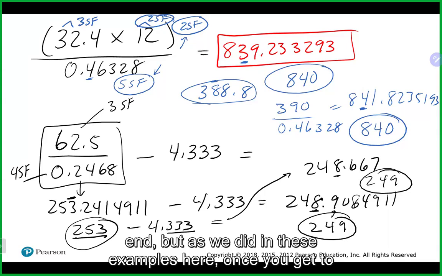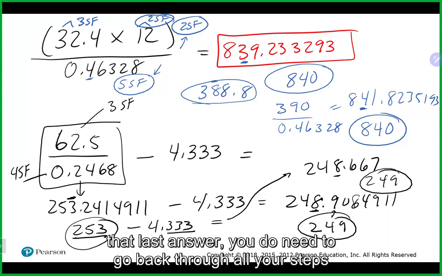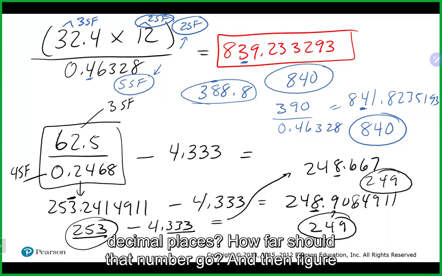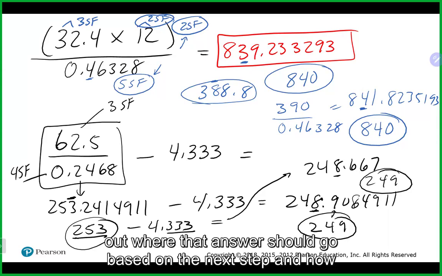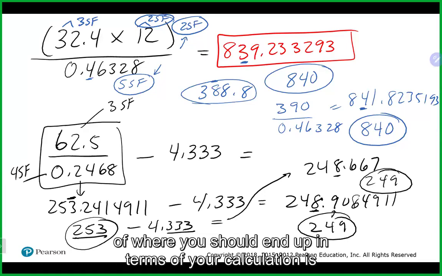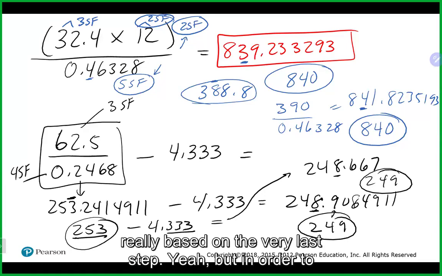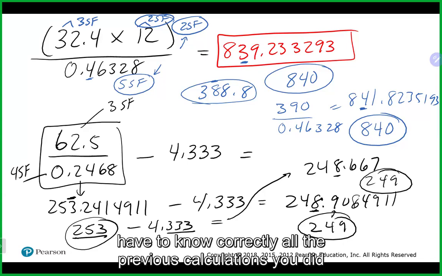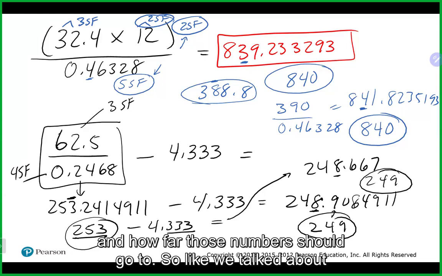But as we did in these examples, once you get to that last answer, you do need to go back through all your steps and think about, okay, is this significant figures or decimal places? How far should that number go? And then figure out where that answer should go based on the next step and how far the next answer should go. Ultimately, the end result of where you should end up in your calculation is based on the very last step. But in order to evaluate the last calculation step correctly, you have to know correctly all the previous calculations you did and how far those numbers should go.